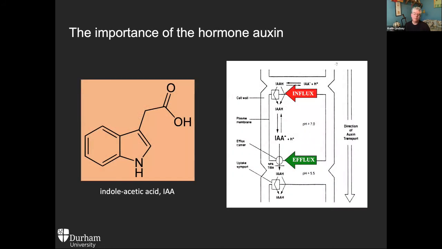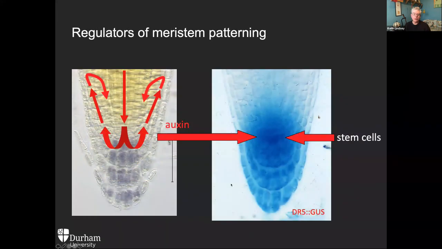So one hormone, which I guess some of you will know about, is probably the most well-known plant hormone. Auxin, indole acetic acid, is the most common form. And one of the things about auxin is that it moves from cell to cell in a highly regulated way, controlled by proteins that control its influx into the cell and efflux out of the cell. And what that means is that you can set up gradients of auxin concentration.